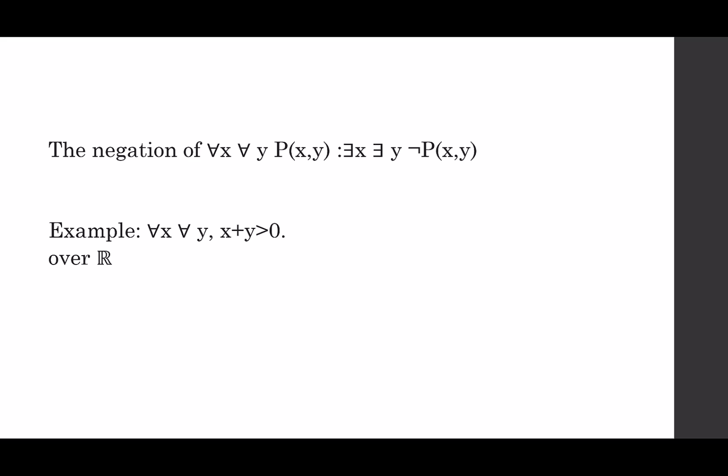Let's look at an example. If I have for every x, for every y, x plus y is greater than 0 over the reals, we know that this is false. There are plenty of examples of numbers we add together and the sum is not positive. Think about -1 plus -2. Because our statement is false, we expect the negation to be true.